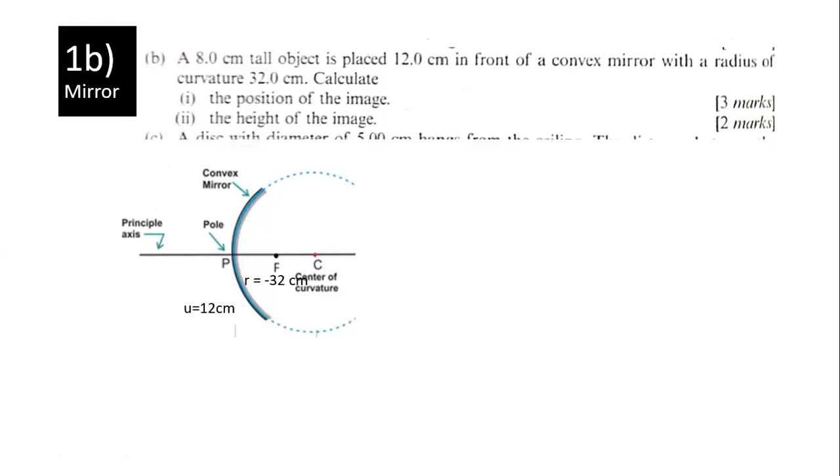Mirror. An 8 cm tall object is placed 12 cm in front of a convex mirror. Have a picture how a convex mirror looks like, with a radius of curvature 32 cm. Convex, then the radius of curvature must be a negative sign there. Calculate the position of the image. Okay. Calculate for me. Use the lens formula. Tell me the answer.